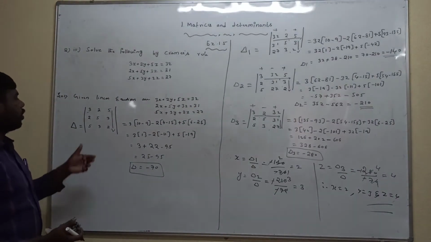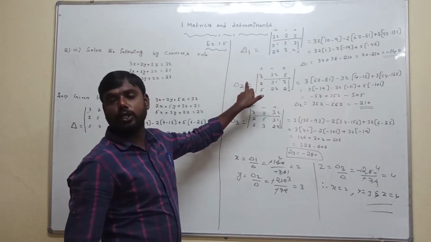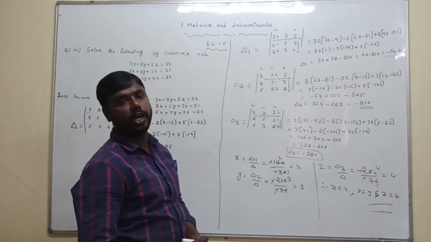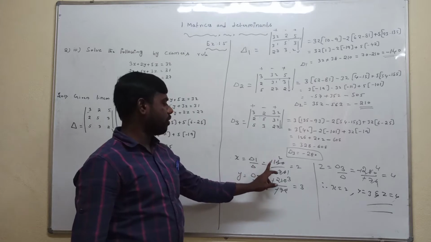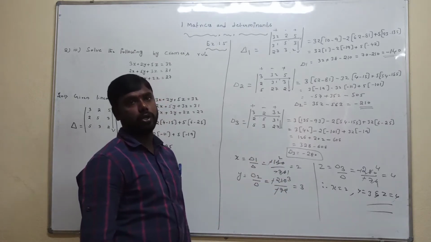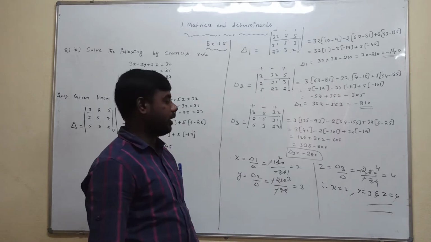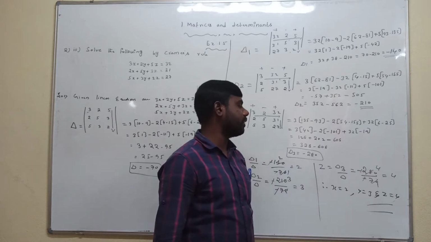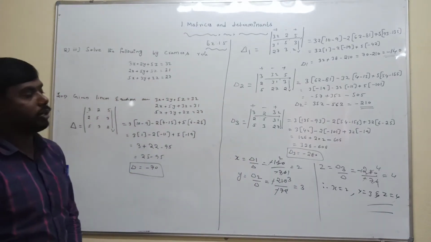So easily, first we have to put the delta value, next we have to calculate delta 1, delta 2, delta 3. Finally we have to substitute delta 1 value, delta 2, delta 3 in this formula. So x formula is delta 1 by delta, substitute the values, we get x value is 2. Next y formula is delta 2 by delta, substitute the values, we get y value is 3. Next z formula is delta 3 by delta, substitute the values, we get z value is 4. This is the solution in this question here, friends.